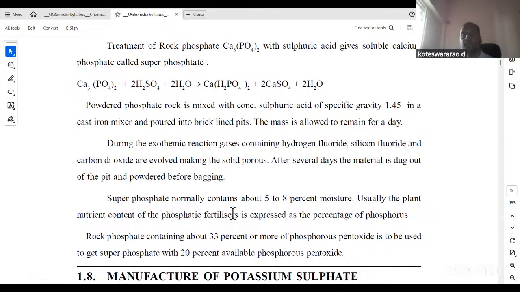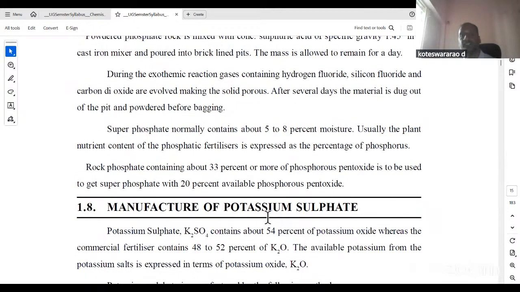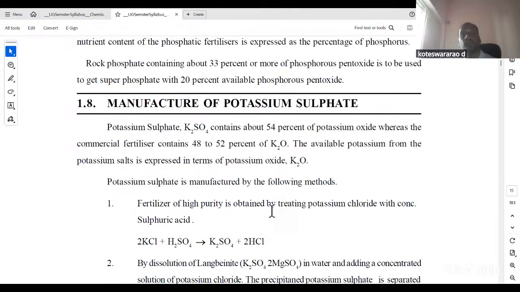Usually, the plant nutrients in phosphatic fertilizers are expressed as the percentage of phosphorus pentoxide. Rock phosphate containing about 33% or more of phosphorus pentoxide is to be used to get superphosphate with 20% available phosphorus pentoxide. Next, manufacturing of potassium sulfate.